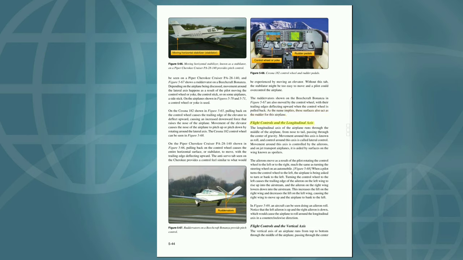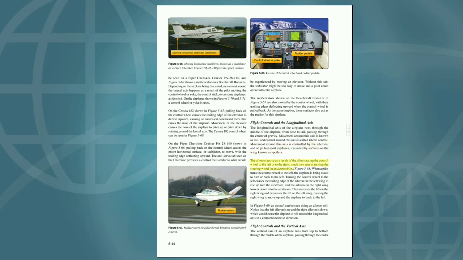Flight controls and the longitudinal axis. The longitudinal axis of the airplane runs through the middle of the airplane, from nose to tail, passing through the center of gravity. Movement around this axis is known as roll, and control around this axis is called lateral control. Movement around this axis is controlled by the ailerons, and on jet transport airplanes, it is aided by surfaces on the wing known as spoilers.